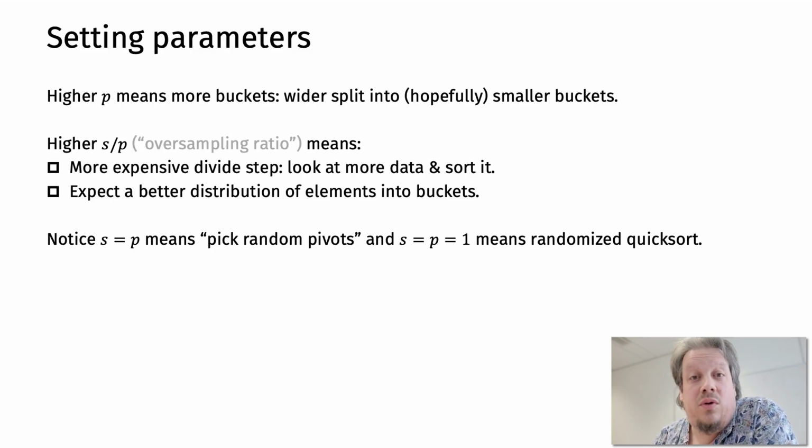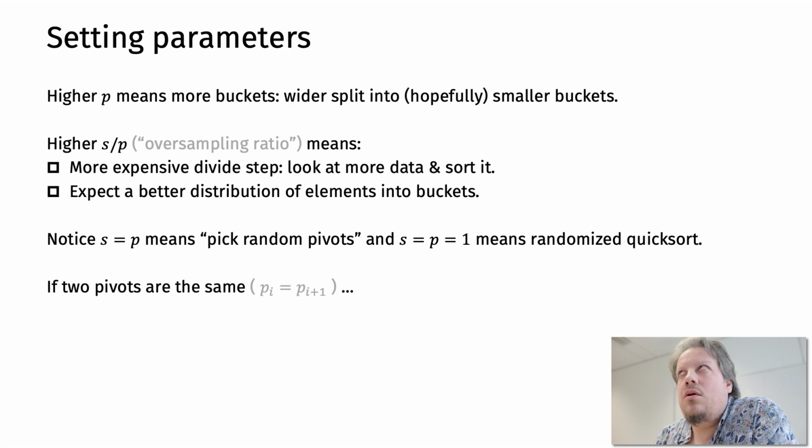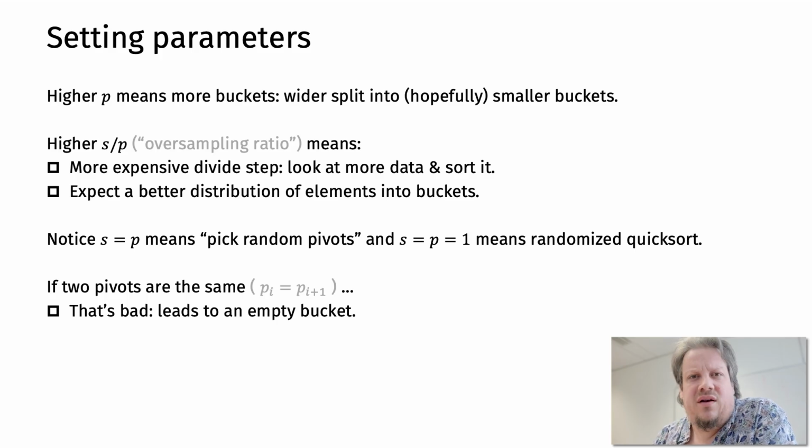And one more thing I would like us to think about is what happens if two of these pivots that we pick are equal. Is that a good thing? Is it a bad thing? Well, initially you might say, okay, that's actually bad because these buckets are defined left inclusive, right exclusive, so if you have two pivots that are the same, then that's going to be an empty bucket.